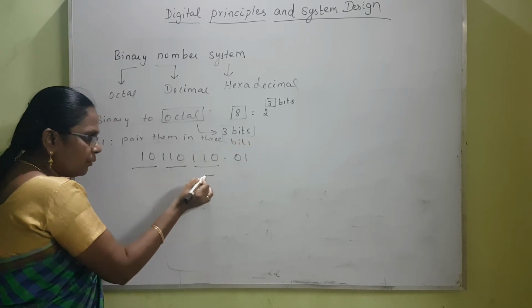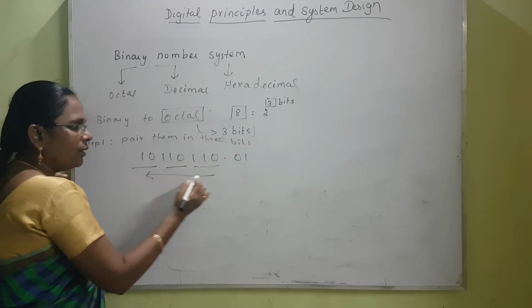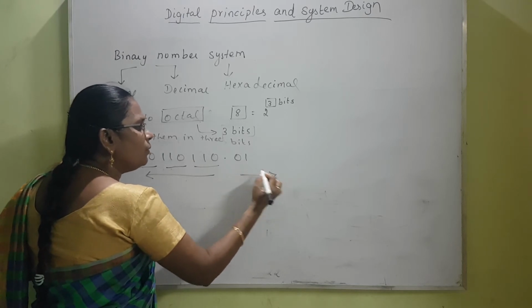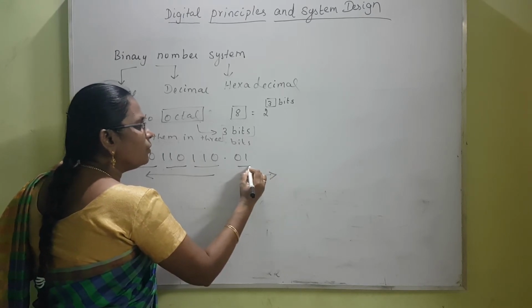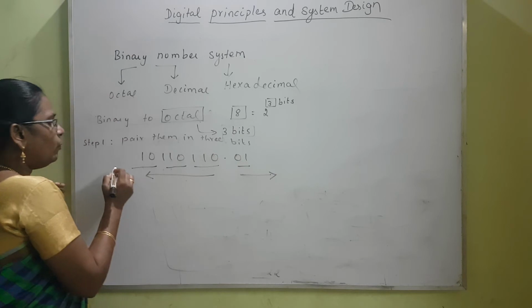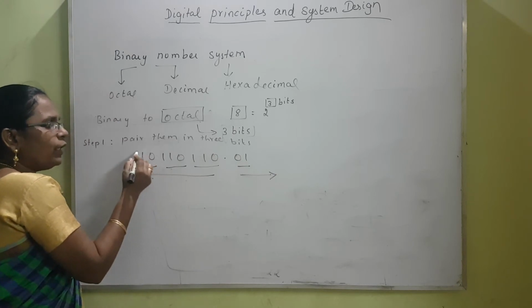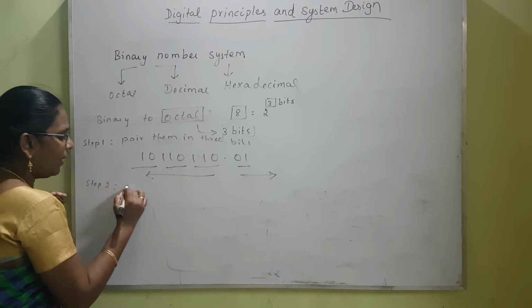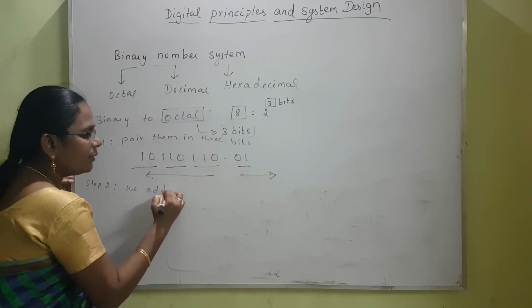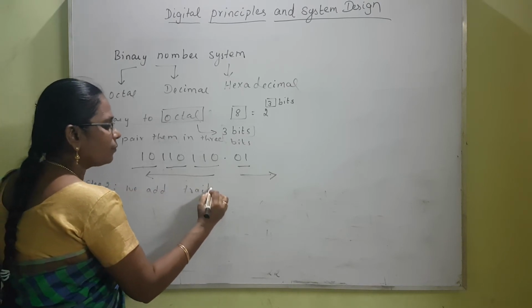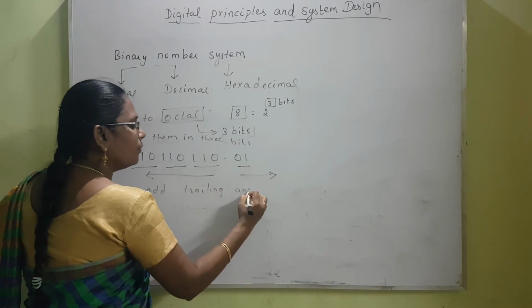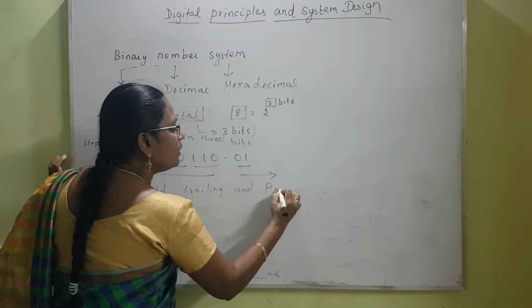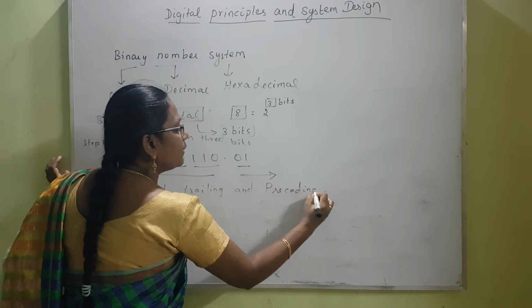So here you have to move in this direction, right hand side you have to move in this direction. So here it is. Now when you look at here, this has only 2 bits. So step 2, we add trailing and preceding zeros if needed.